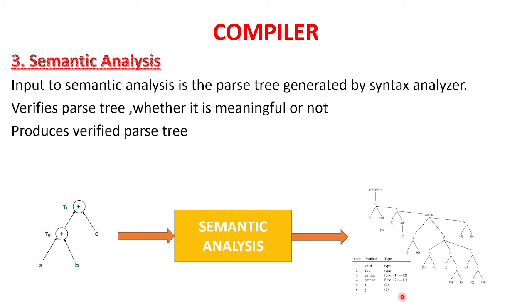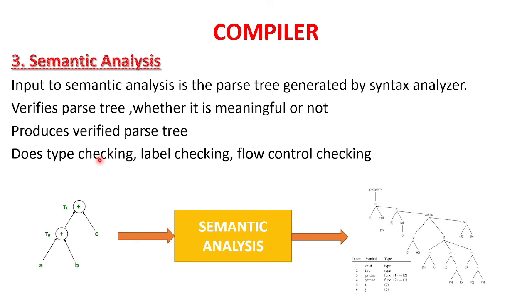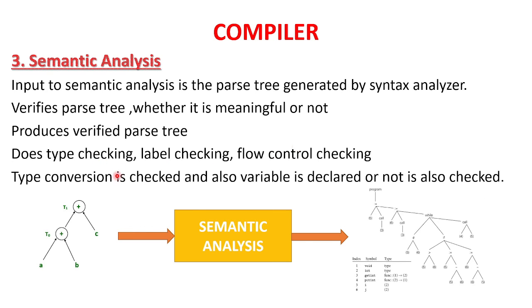The output of semantic analysis is also a parse tree, but it is a correct, verified and meaningful parse tree, unlike the syntax analysis parse tree. It does type checking, whether the type given to the variable is correct, whether the label is correct, and it checks flow control. Also type conversion is checked, from int to float, float to int. And whether a variable is declared or not is also checked. If you have not declared the variable, you will get a semantic error.